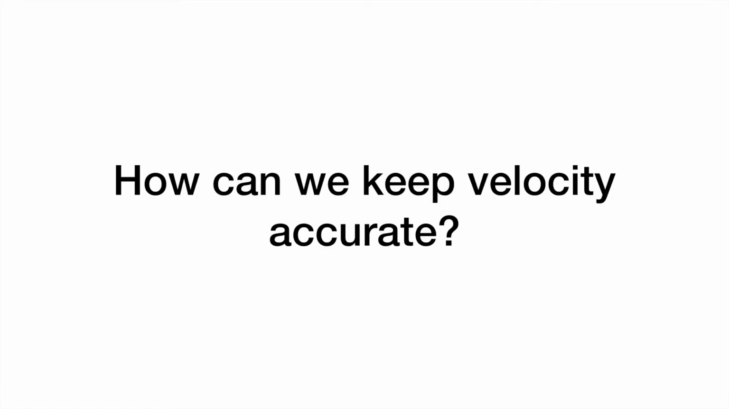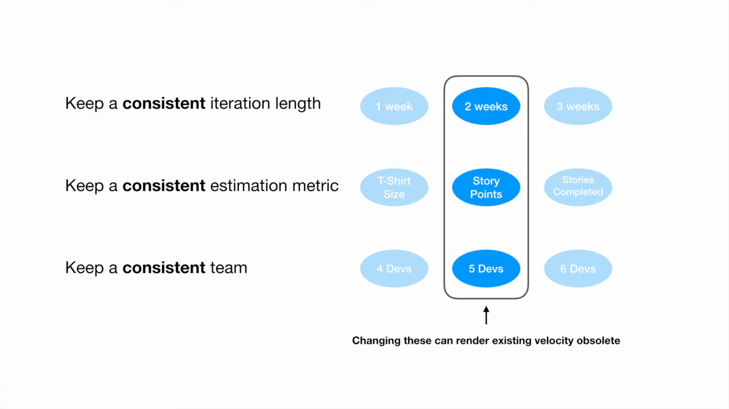So now that we know what velocity is and what it's used for, how do we ensure that it remains accurate? Well, there are 3 things that we want to keep consistent in order for velocity to remain usable as a projection tool. We have a need for a consistent iteration length. So if we're running 2-week sprints, we would want to continue doing so. We would want to keep using the same method of estimation. In this case, in these examples, we've been using story points. We would want to continue doing that.